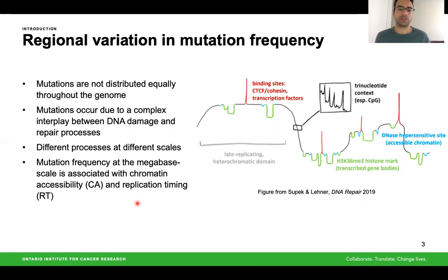Interestingly, mutations are not distributed equally throughout the genome. We know that mutations occur due to a complex interplay between DNA damage and repair processes, but different processes occur at different scales. So if we look at the smallest scale, we see at the scale of transcription factor binding sites, localized increases or spikes in mutations at these transcription factor binding sites. And if we look at the largest megabase or million base scale, we see regional increases in mutations at later replicating closed chromatin domains.